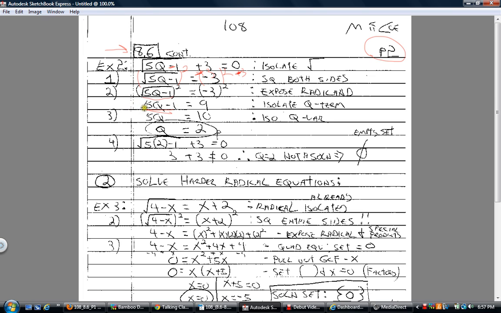And now you've got a mop-up operation. That's why I like doing these. Can you isolate and solve for 5q? Sure. Add 1 to both sides. 5q equals 10. Divide by 5. And lo and behold, q equals 2.